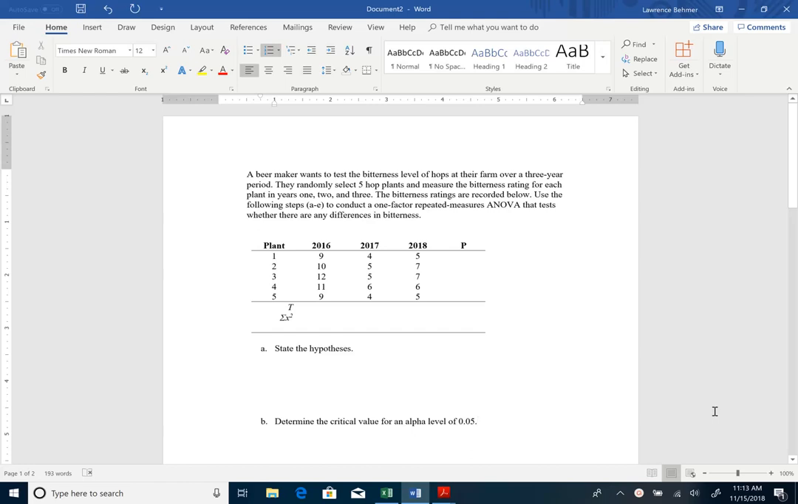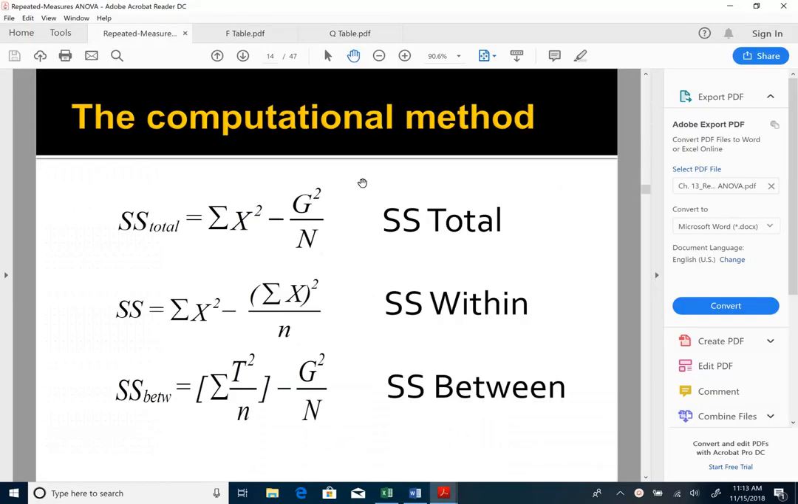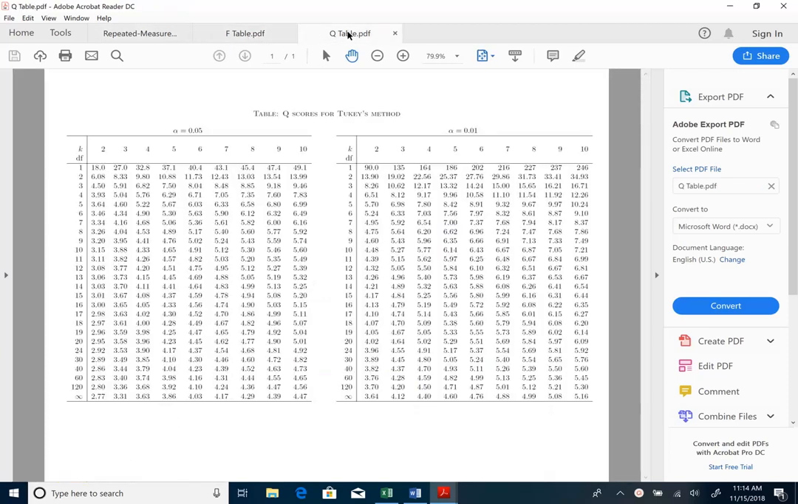All right, I'm going to do a one-way repeated measures ANOVA for you guys here. Something to note, I've got the slides open from the lecture for chapter 13. I've got an F table in here. I've got a Q table. So these are the things we're going to need.